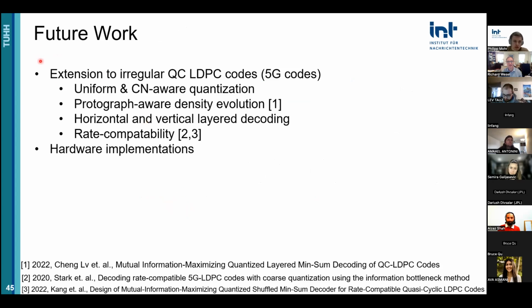And in future work, we plan to extend the proposed concepts to irregular codes. In particular, 5G codes are probably very interesting. We can apply then uniform and check node aware techniques. Maybe we can also do a more advanced setup, which is called here protograph aware density evolution. Horizontal and vertical layout scheduling should be investigated too, and rate compatibility is important as well.